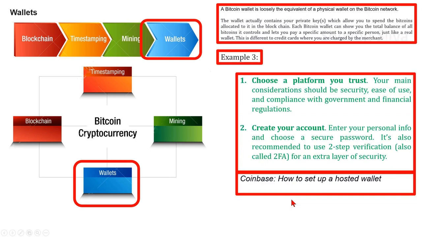As an example 3, we can consider Coinbase, and how to set up a hosted wallet. Step 1, choose a platform you trust. Your main consideration should be security, ease of use, and compliance with government and financial regulation. Step 2, create your account, enter your personal info, and choose a secure password. It's also recommended to use two-step verification, also called 2FA, for an extra layer of security.